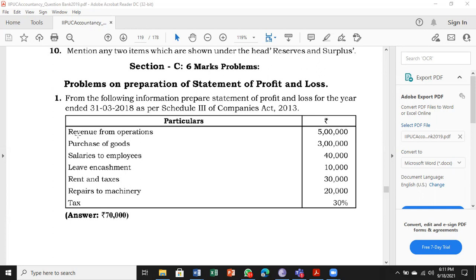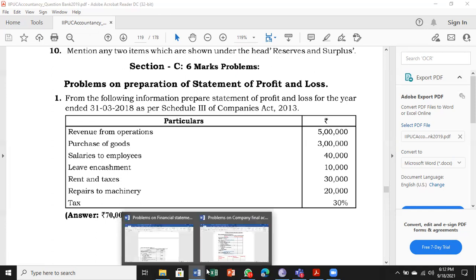No balance sheet here. Revenue from operations, 5 lakhs. Purchase of goods, 3 lakhs. Salary to employees, 40,000. Leave encashment, 10,000. This amount goes to employees, leave encashment, like salary. Rent and taxes, 30,000. Repairs to machinery, 20,000. Tax, 30%. So how to calculate that? I will explain when I do the problem there.